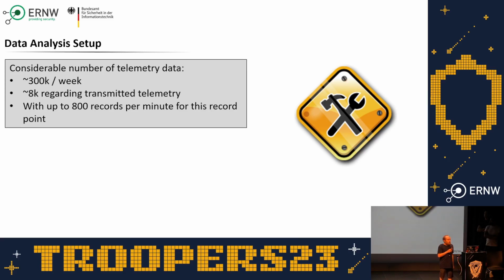Now, to the data analysis setup. We now have the provider that Dominik discussed, and we can collect data from there. But as we can see, it's a large amount of data. Over 1 week, we accumulated 300,000 events from that particular provider. From these events, 8,000 were related to the transmitted telemetry data. That's the actual event we're interested in. And we had a peak of up to 800 events per minute for this record.